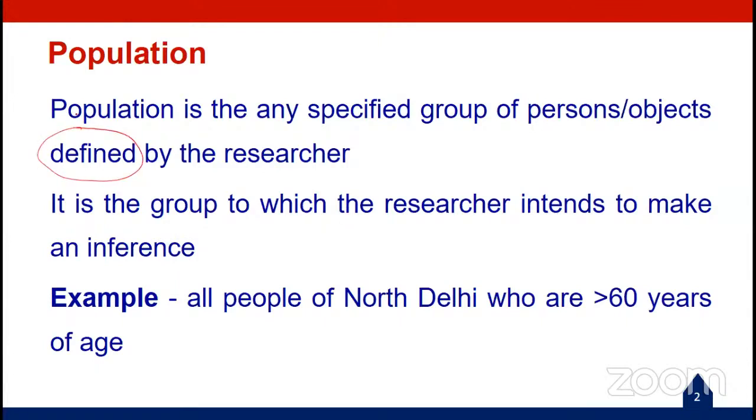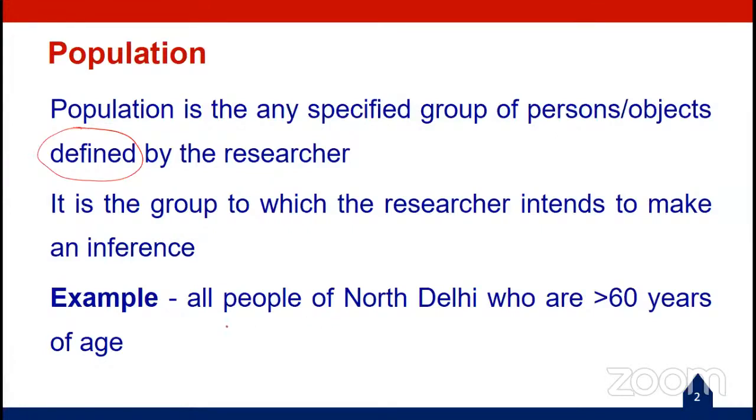It is not the population of Delhi, population of Karnataka, population of Odisha. No, it is not that. In sampling, population is a specific group which is defined by the researcher. And population need not always be individuals. It can be objects also. It can be vehicles, it can be buildings, soil can also be a sample. So it need not always be individuals. It can be individuals, it can also be objects.